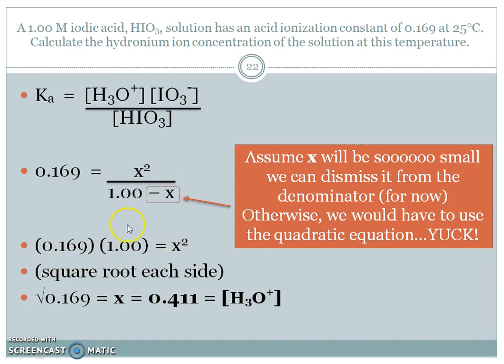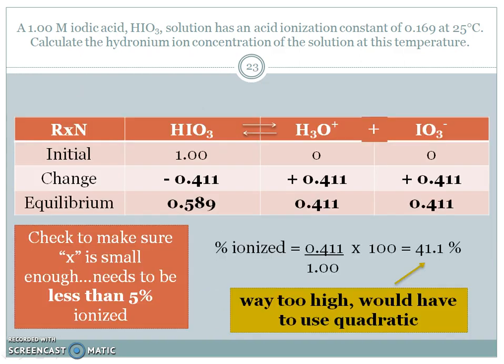Then it's a little bit easier to deal with, right? Then we're going to multiply. We're going to have our X squared, which means we have to take the square root from each side, and we get our concentration of 0.411. By the way, what am I missing here, right? I'm missing molarity here. I'm missing that unit. So make sure you have that in your notes.